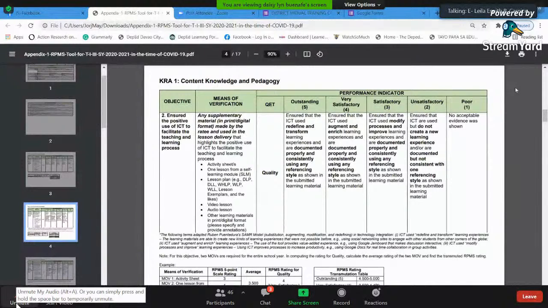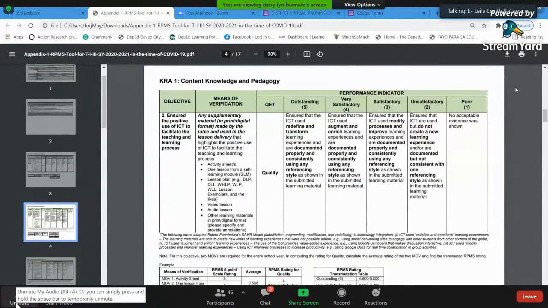So, for example, for this objective, 2 MOVs are required for the entire school year. So, duha lang ang kailangan nimo. Halimbawa, MOV 1, imong gipakita, activity sheet. And then, ang rating lang nimo, 3 lang, kay ang imong paggamit sa ICT, nag-modify lang man sa processes and improve learning. So, 3. And then, ang ikaduha nimo nga MOV, gipakita, 1 lesson from a self-learning module.